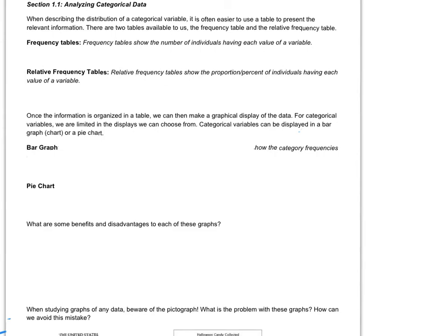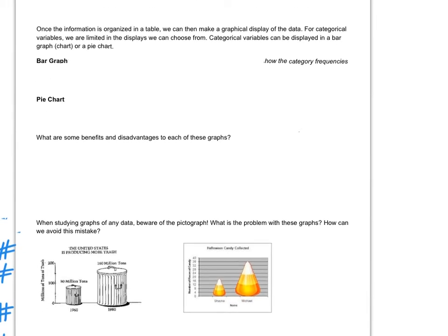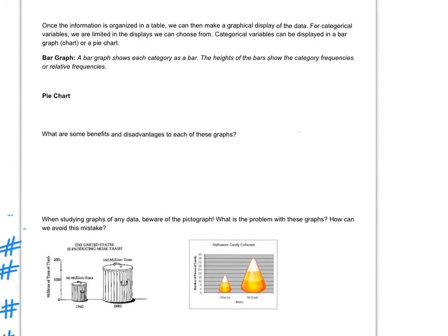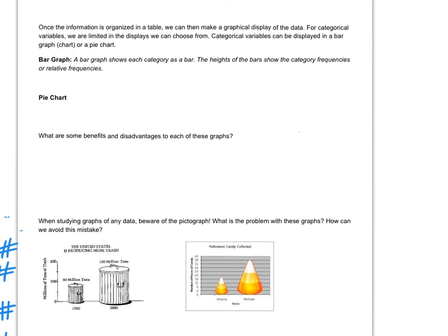Sorry about that. So once we have the information organized in a table, we often want to create some sort of graphical display to help us visualize what it is that we're seeing. So there are basically two types of graphical displays that are appropriate for our categorical data. The first being a bar chart or a bar graph, and the second being a pie chart.